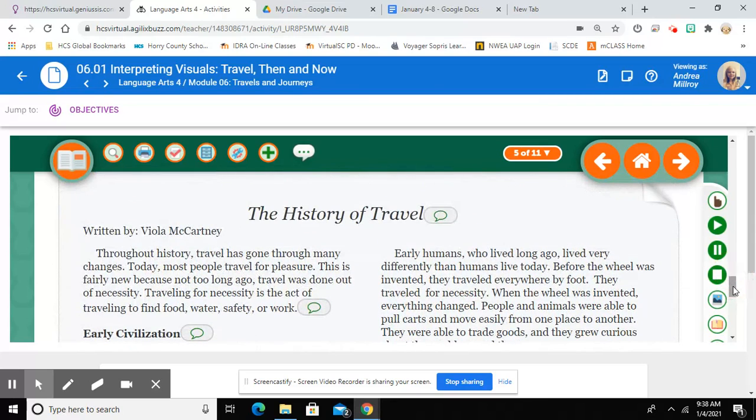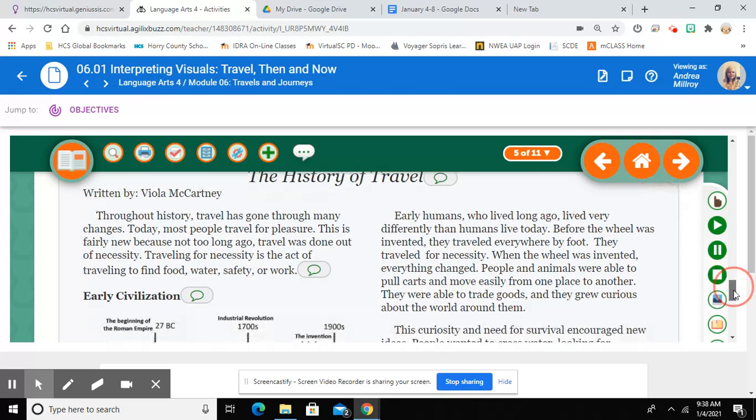The History of Travel, written by Viola McCartney. Throughout history, travel has gone through many changes. Today, most people travel for pleasure. This is fairly new because not too long ago, travel was done out of necessity. Traveling for necessity is the act of traveling to find food, water, safety, or work.